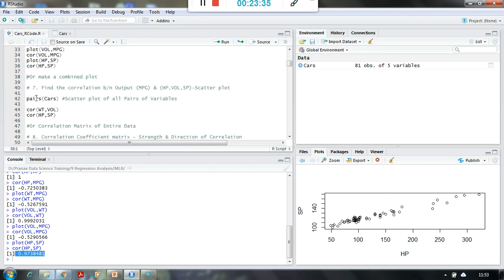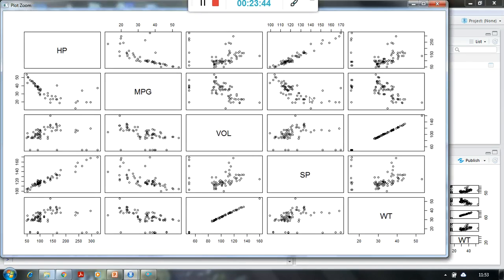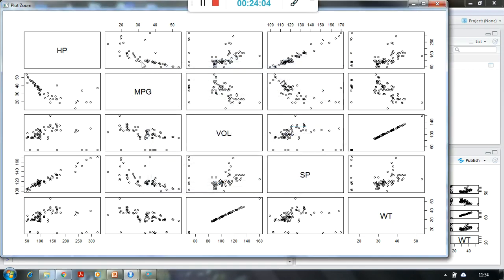There is one function called pairs. If I use that pairs on cars, it gives me an entire plot of all the variables. It is a fantastic function to have, wherein we can see the linear relationship with the scatter plot between HP and MPG, HP and volume. This plot where my mouse is hovering is between HP and MPG. This plot is between HP and volume. This is between MPG and volume.